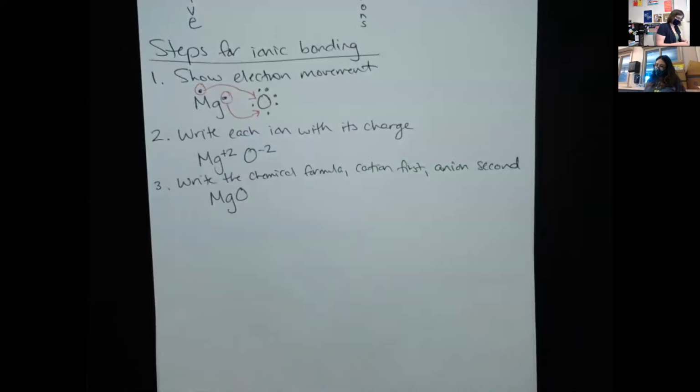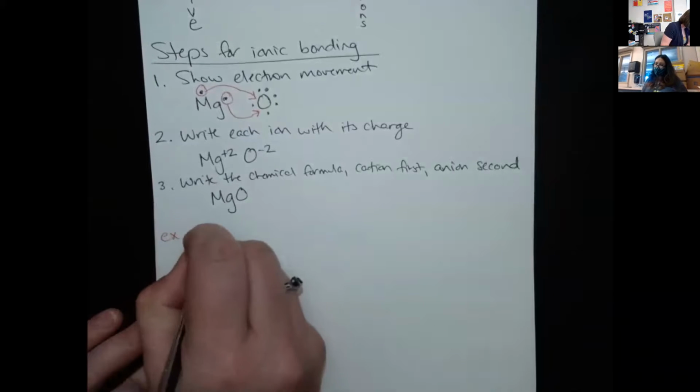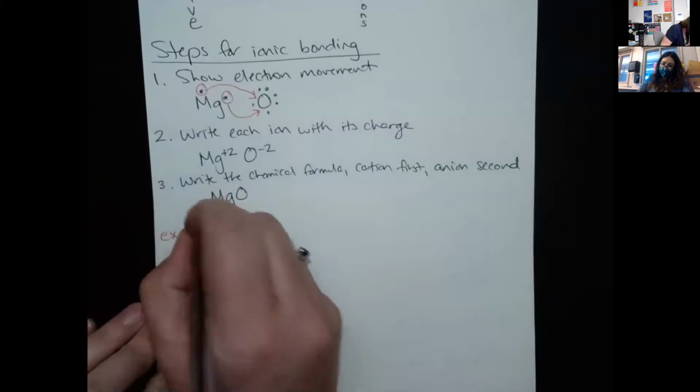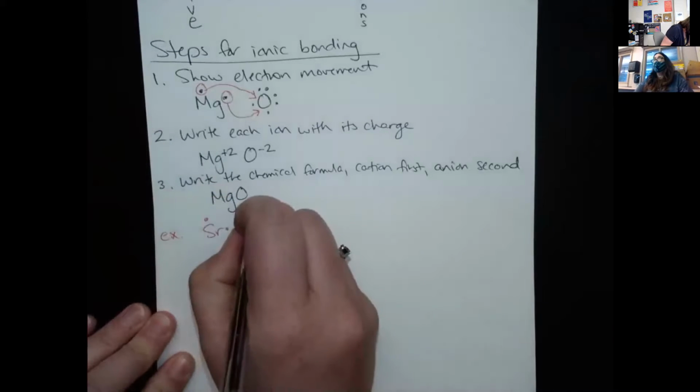Let's try a problem together. Let's try strontium and fluoride. So I want you to do as many steps without me as you can. Leave me in the dust. So start by writing the Lewis dot diagrams for these 2 elements. How many dots does strontium get? Element 38. How many dots? 2, good. How many dots does fluorine get? 7.